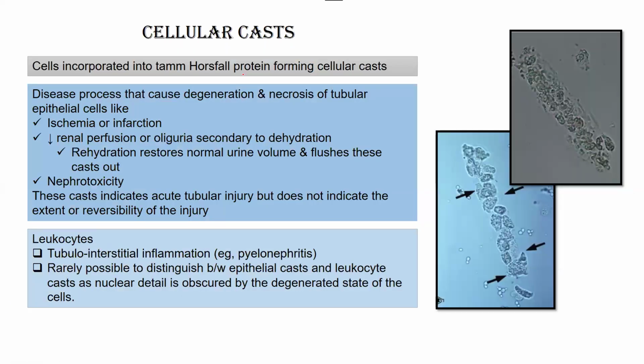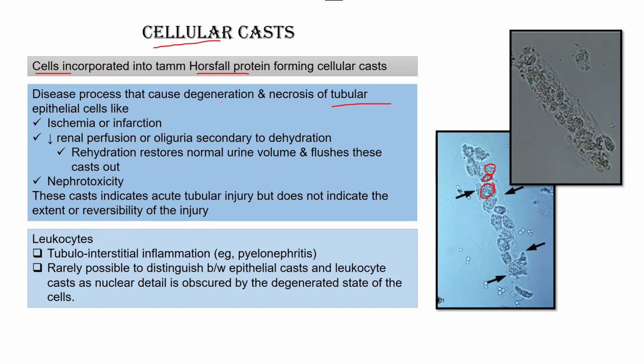Next we have the cellular cast. In cellular cast, cells are incorporated in Tamm-Horsfall protein, forming a cellular cast. Previously we saw that hyaline cast was just this protein forming the cast. But when we are talking about cellular cast, in the same Tamm-Horsfall protein, cells are being incorporated. Just like you can see in this picture, these structures are all cells. These cells are basically sloughed off from the tubules of the kidneys.